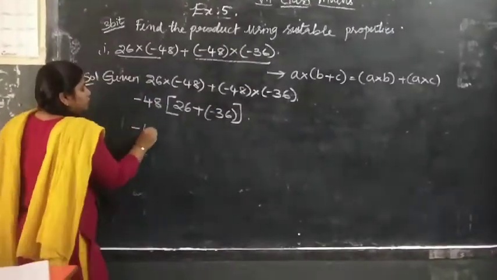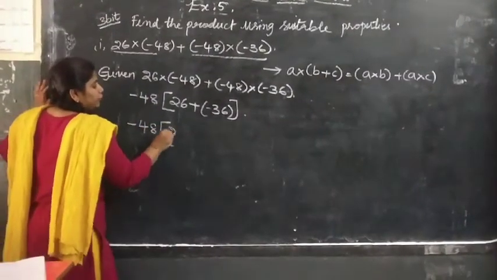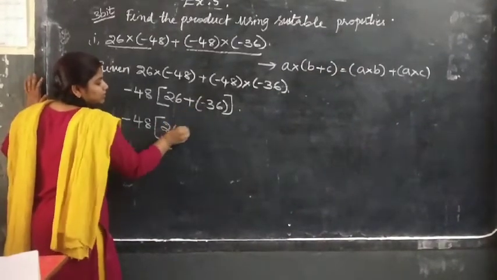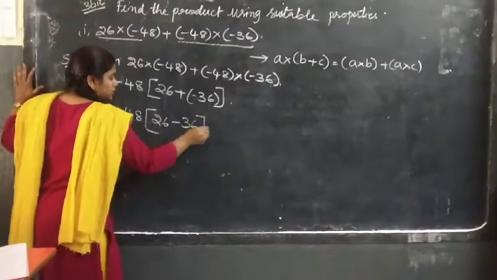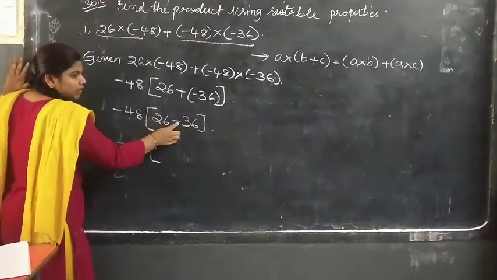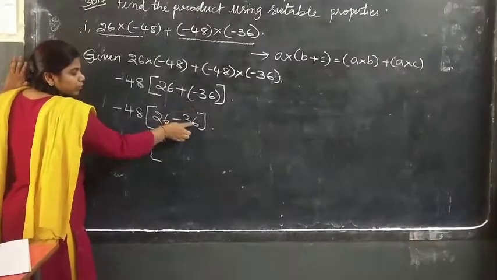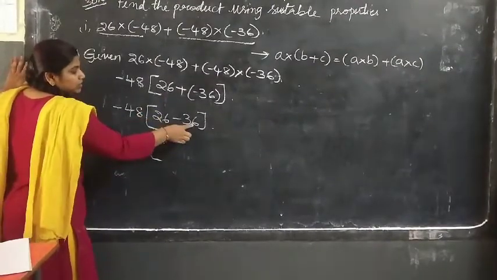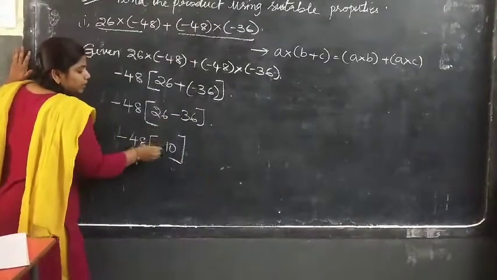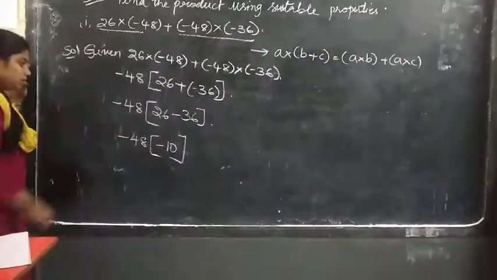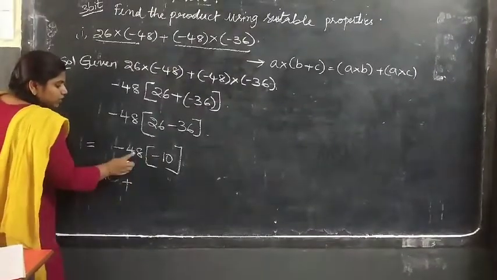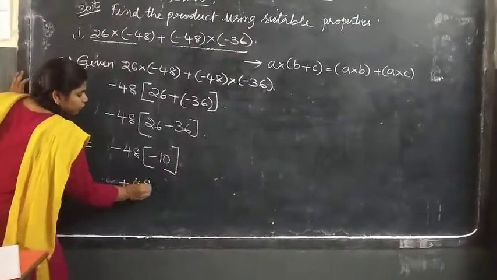Now minus 48 into 26, make this double sign into single sign: plus into minus is minus 36. So minus 48, plus into minus is minus. From the bigger number you subtract the smaller number: 36 minus 26 will be 10. And for the result, take the bigger number's sign, that will be minus. Now minus into minus is plus, 48 into 10 is 480.